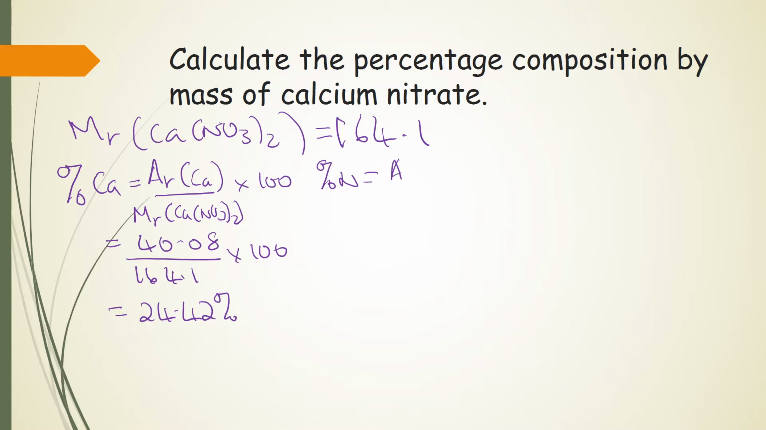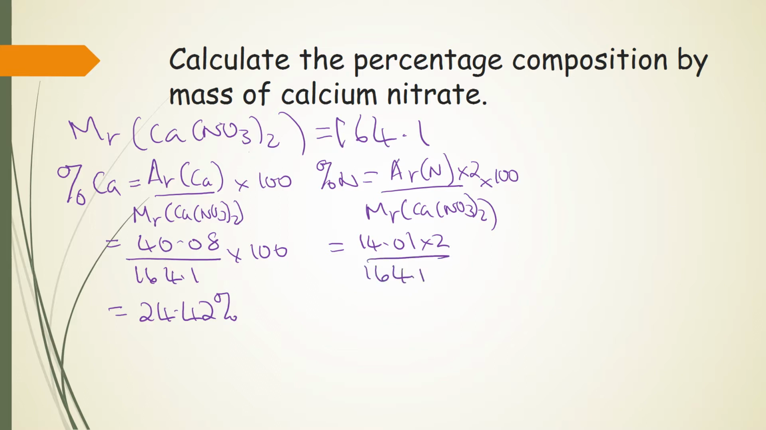Now let's find the percentage of nitrogen. So we need the relative atomic mass of nitrogen. Now we have to be careful here because nitrogen is in a bracket. So in fact, because it's in the bracket, there are 2 nitrogens, so we go times 2, divided by the formula mass of calcium nitrate times 100, which is 14.01 times 2 over 164.1 times 100. And this comes out to 17.07%.